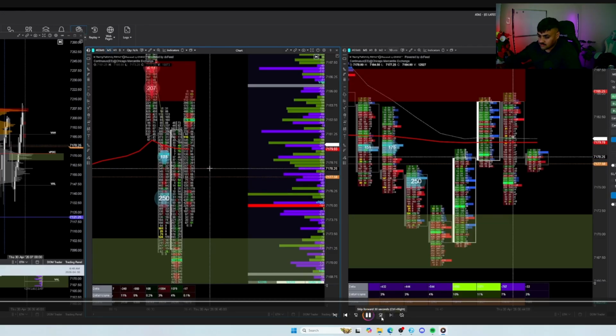We're still waiting. A lot of buyers are loading up. So what's happening here? A lot of buyers are loading up, but these sellers, they added on into their positions.